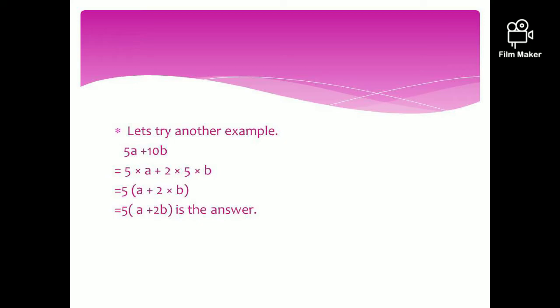Let's try another example. The question is to factorize 5a plus 10b. From 5a you can understand that 5 into a is the expansion, and 10b is 2 into 5 into b. Now you can understand that 5 is common from both of these terms and you can take 5 out. If you take 5 out, the terms remaining are a plus 2 into b, and finally it turns into 5 times of a plus 2b.